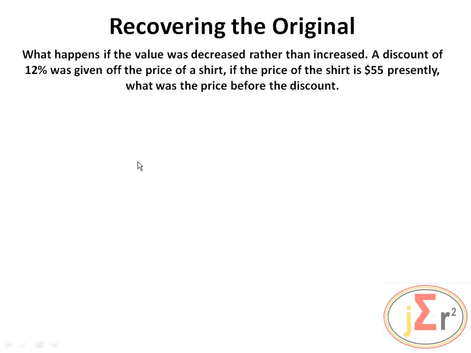What happens if the value was decreased rather than increased? A discount of 12% was given off the price of a shirt. If the price of the shirt is now $55, what was the price before the discount? So then, 12% is gone, and the result is $55. Therefore, what we have now is 88%, and that is the $55.